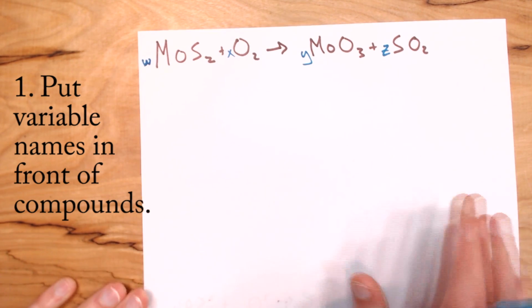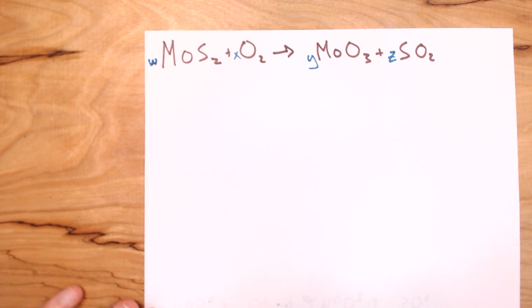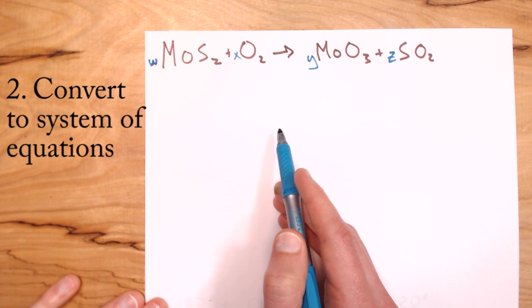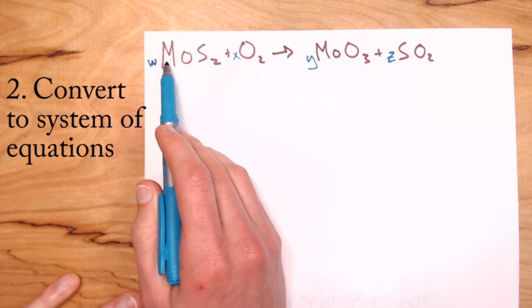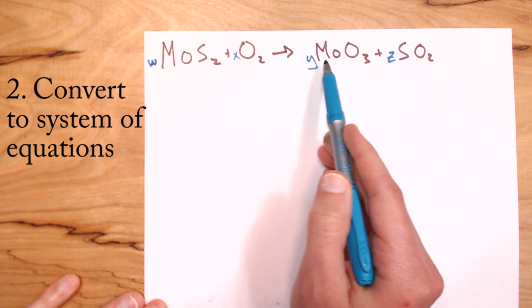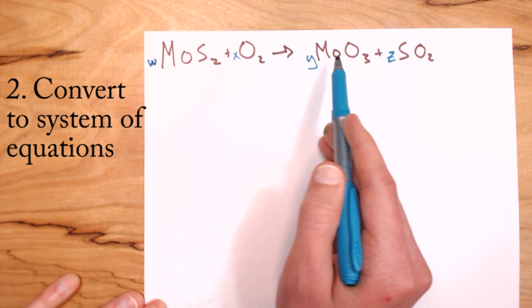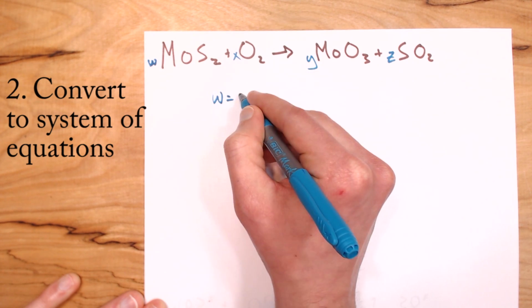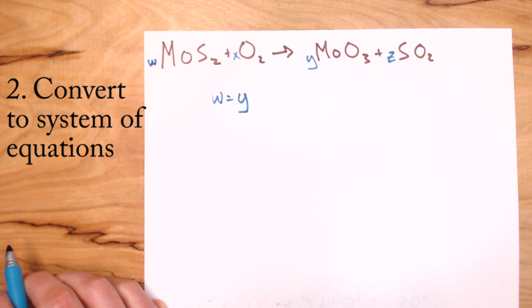So that's step one. Step two is going to be to turn this into a system of equations from math class. The way we do that is we do it one atom or one element at a time. So let's take Mo first. So we have one of each. So that means 1W is equal to 1Y. So W equals Y. There's one equation.